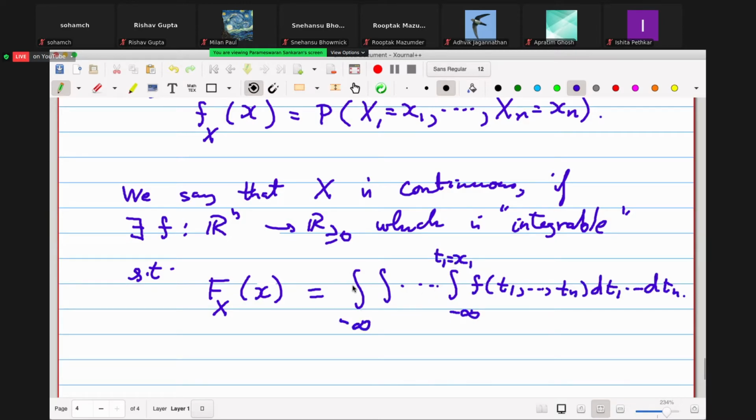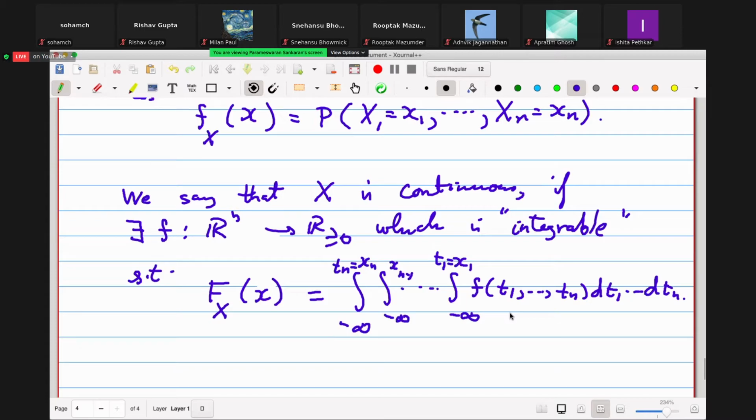So minus infinity to x1, and tn from minus infinity to xn. And here, of course, minus infinity to xn minus 1. Let me write it briefly here because there is not enough space. So this is what it is. It's just like the one variable case. When you have one variable, you integrate over an interval, and that too from minus infinity to x1. So what are these x1, x2, and so on? That comes from this.